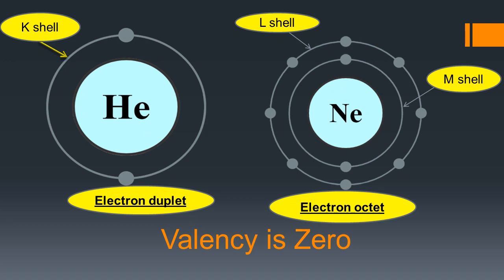Atoms of both these gaseous elements do not combine with any other atom. Why? These elements are chemically inert. It means that their valency is 0. So elements which have valency 0 are called chemically inert elements.